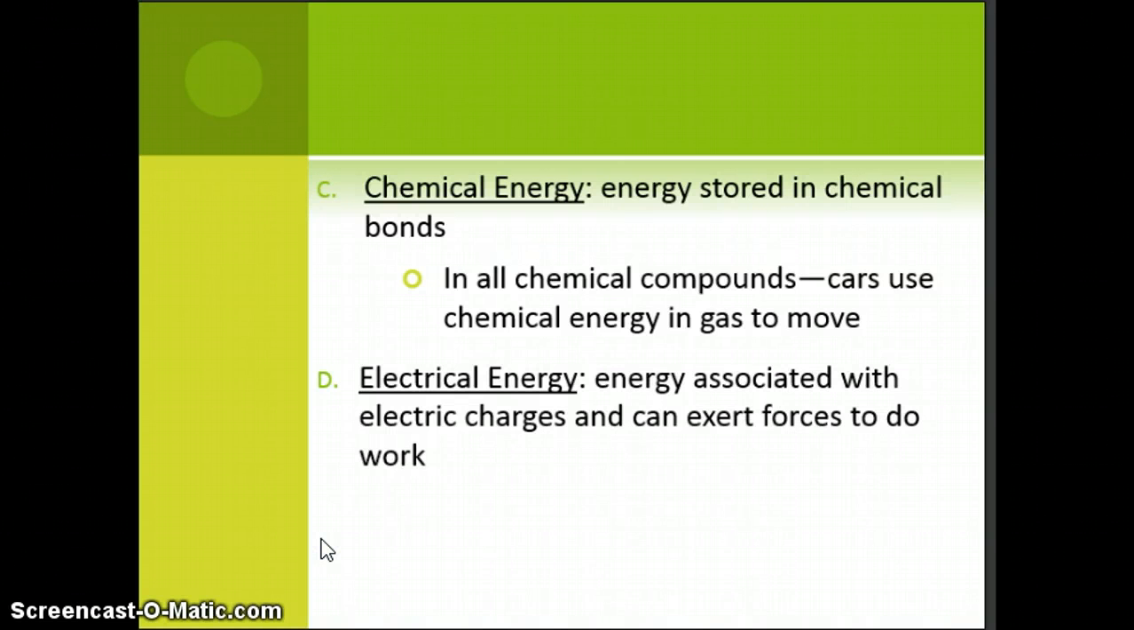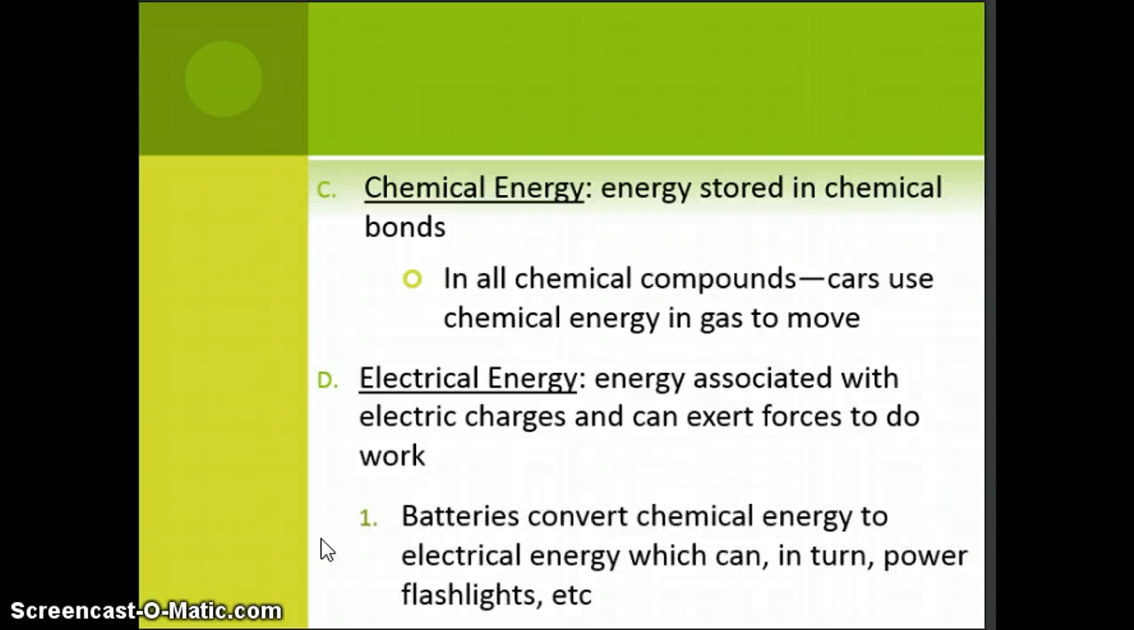Electrical energy. Electrical energy is the energy associated with electric charges and can exert forces to do work. It's basically electricity. We'll talk more of that in chapter 20. Batteries convert chemical energy to electrical energy, which can in turn power flashlights, etc.